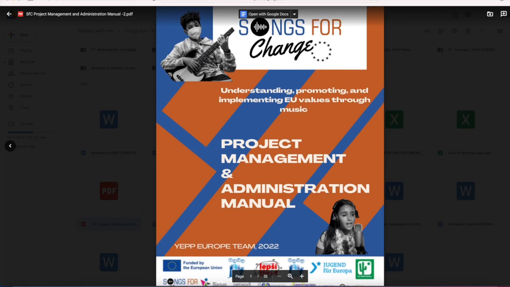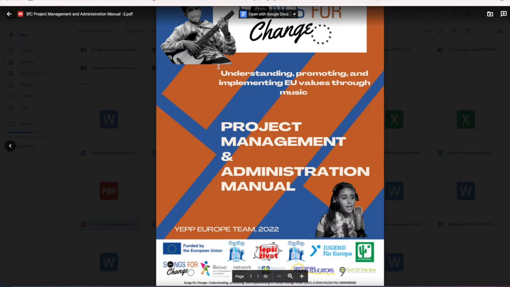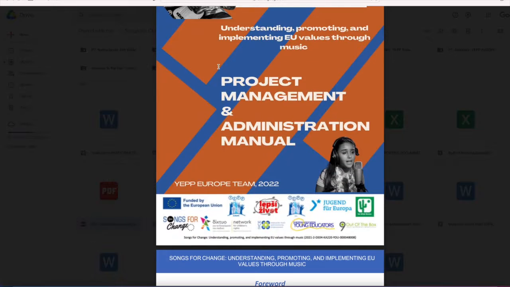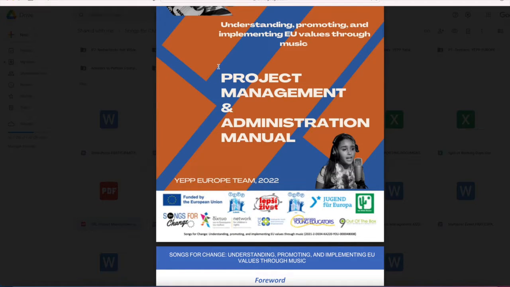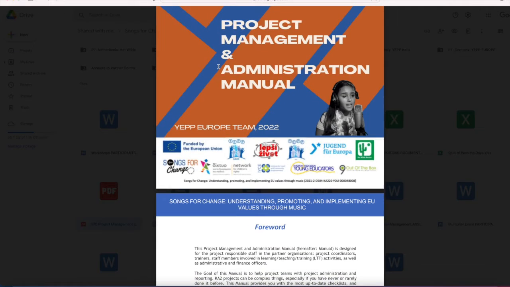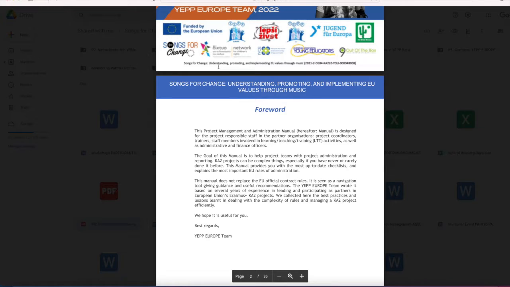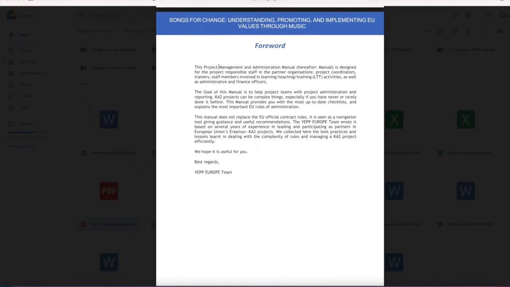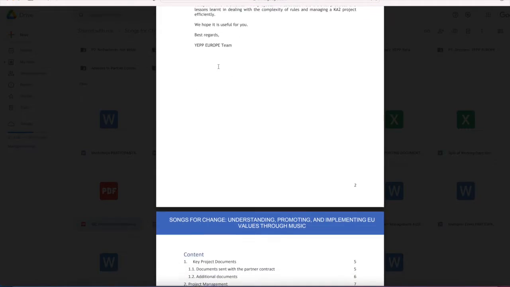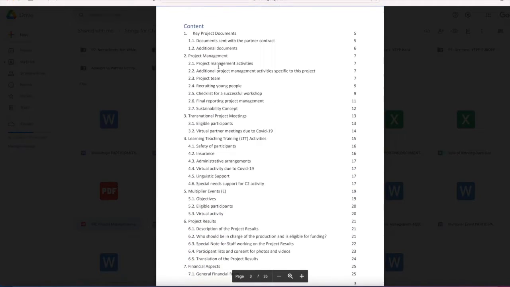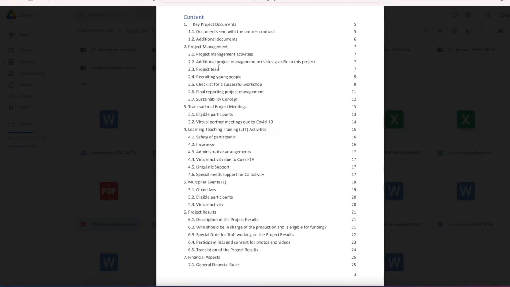We basically adapt this manual to each KA2 project, in terms of its key rules and guidance. It's really very similar, and the tips I'm giving you today apply to this project, but also to other KA2 projects. So I can just show you quickly the structure of this guide. This is really the key tool when it comes to administration and project management of a KA2 project.